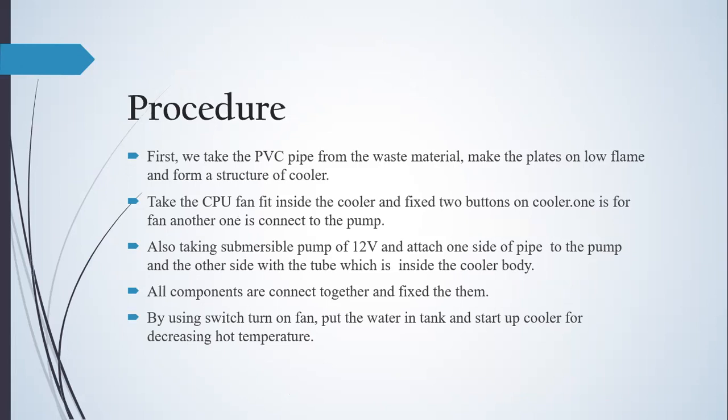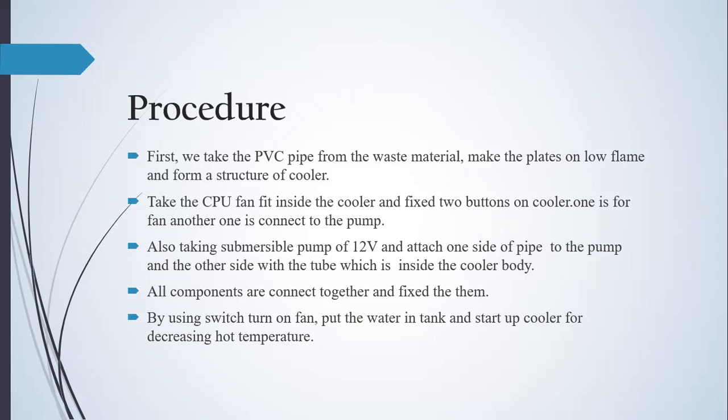Assalamu alaikum. I'm Mariam Shahzadi and I'm going to explain the procedure of the PVC pipe room cooler. First of all, we need PVC pipe to make the cooler. So first we take PVC pipe, cut it at one side and heat it on a low flame to make plates of the cooler. Cut the plates for four sides of the cooler, whose length is 16 centimeters and width is 14 centimeters, and two other plates for the up and down covering, whose length and width are 14 centimeters.